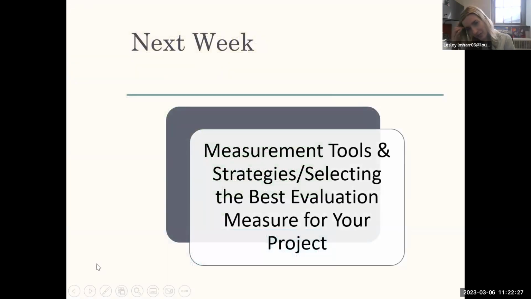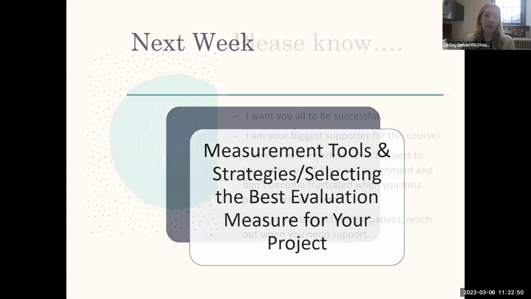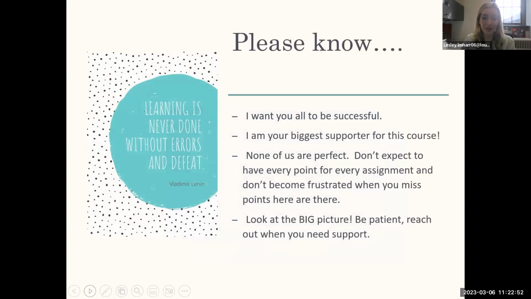Okay, so in our next session together, we're going to focus on measurement tools, because I want you to think about what your outcome measures are, what your dependent variable is. We need to think about ways to measure depression, that could be through the PHQ-9, or to measure burnout. What is the best evaluation measure to look at key outcomes related to your evaluation?